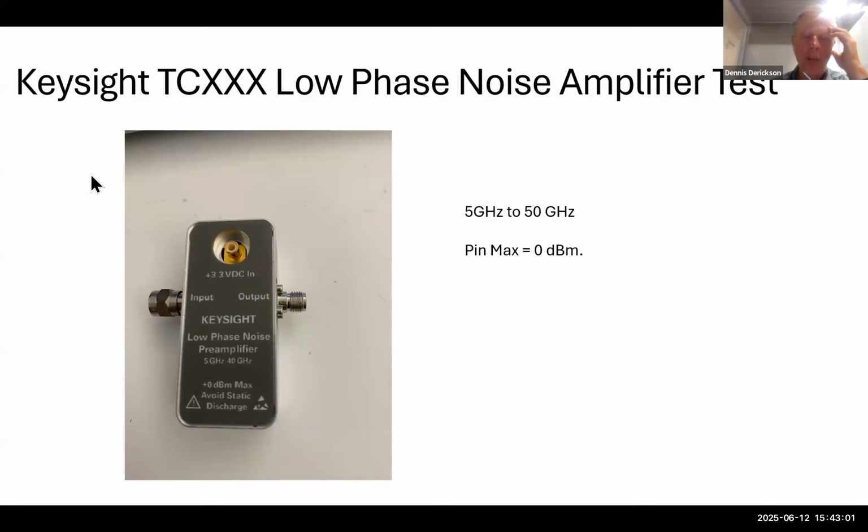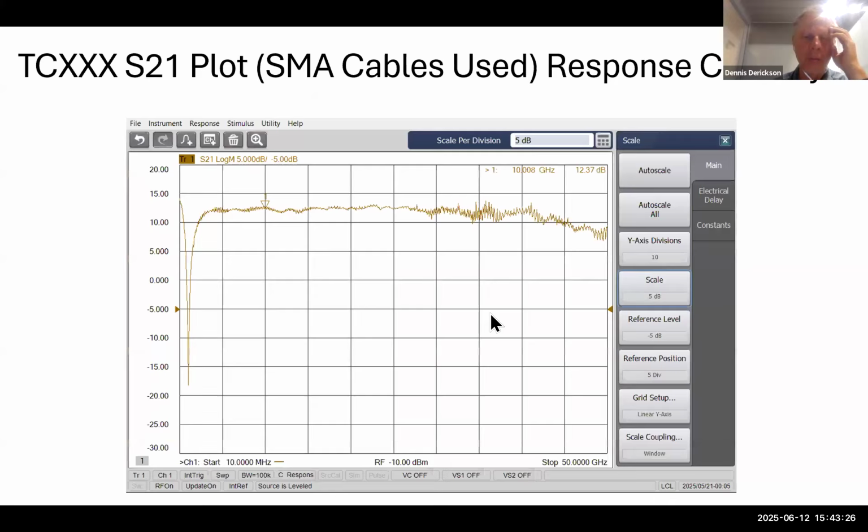Here's a second amplifier I put on the system. It's a very broadband amplifier, only has 3.3 volts input. And this is internally fabricated. There's a wafer fab at Keysight Santa Rosa, and they made this custom 5 gigahertz to 40 gigahertz amplifier. And so it has low phase noise, as it's advertised right here. So let's look at its residual phase noise.